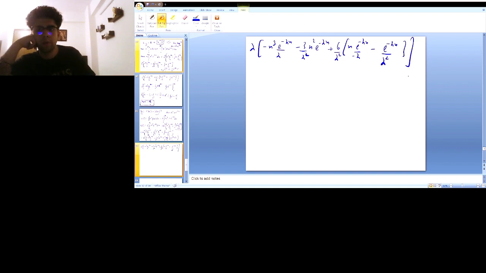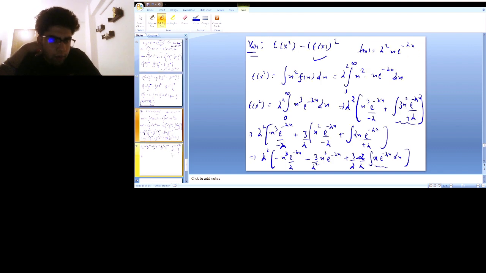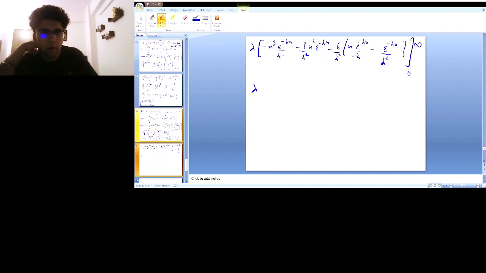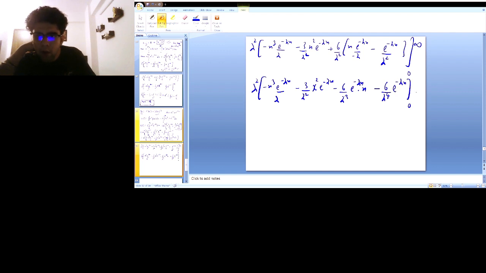Now I need to put in my limits. My limits were 0 to infinity, so now putting in, let me just write this clearly. We had lambda square here, right? So this was minus x cube e to the power minus lambda x upon lambda, minus 3 upon lambda square x square e to the power minus lambda x, plus, minus 6 upon lambda cube e to the power minus lambda x into x, and this is negative, so negative 6 upon lambda to the power 4, e to the power minus lambda x. Now my limits are 0 to infinity.